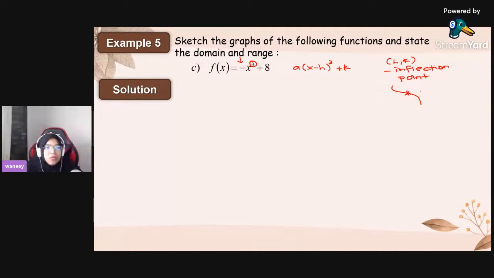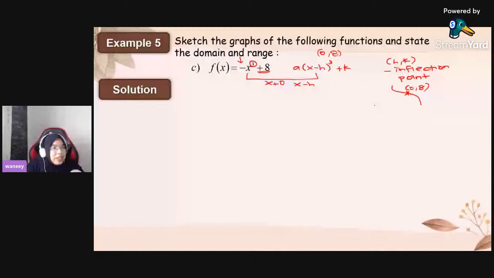And then of course we need to know what our inflection point is. So if you compare them, this one compared with this one, h must be equal to 0. If you are not sure how, this is x minus h, so this one must be x plus 0. Okay, so h will be 0. And then the value of k is simply the number at the back over here. So (0, 8). So that is our inflection point. So make sure this point over here is (0, 8).